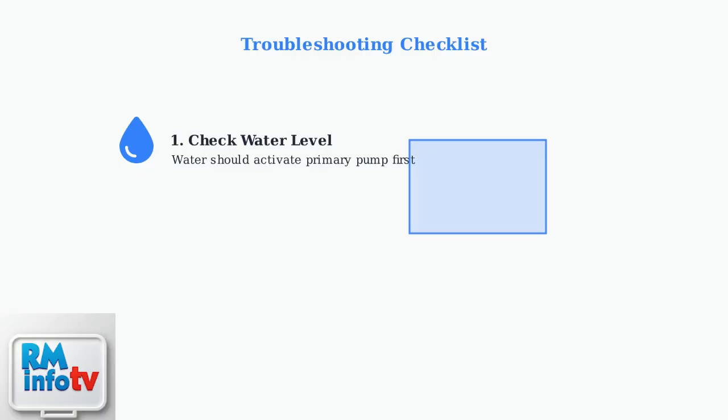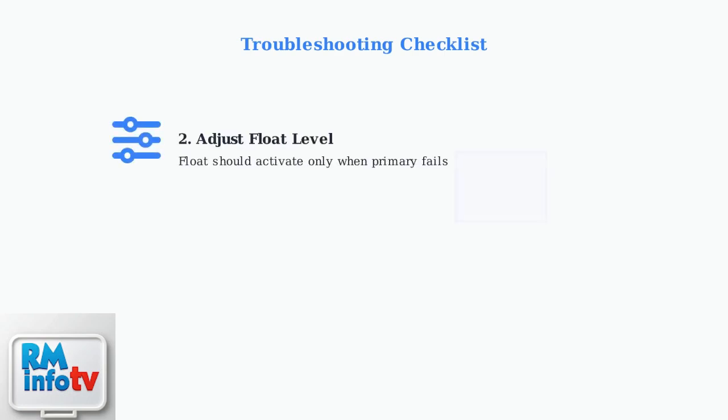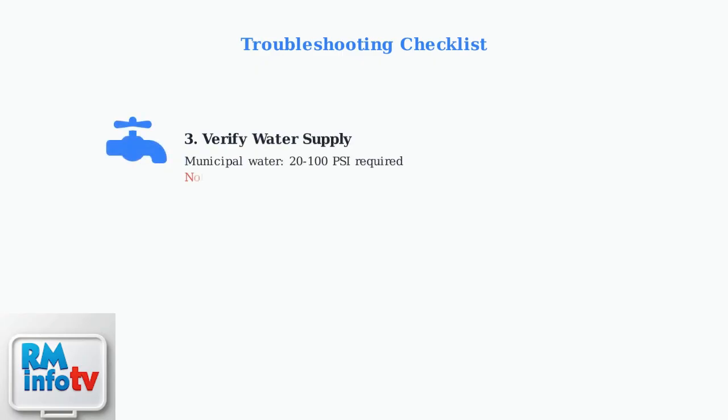Begin troubleshooting by checking the water level in your sump pit. The water should be high enough to activate the primary pump before the SJ10 backup system kicks in. Next, adjust the float level on the SJ10 to ensure it only activates when the primary pump fails to keep up with incoming water. Verify that the SJ10 has an uninterrupted municipal water supply with pressure between 20 and 100 psi. The system is not suitable for homes with well pumps.